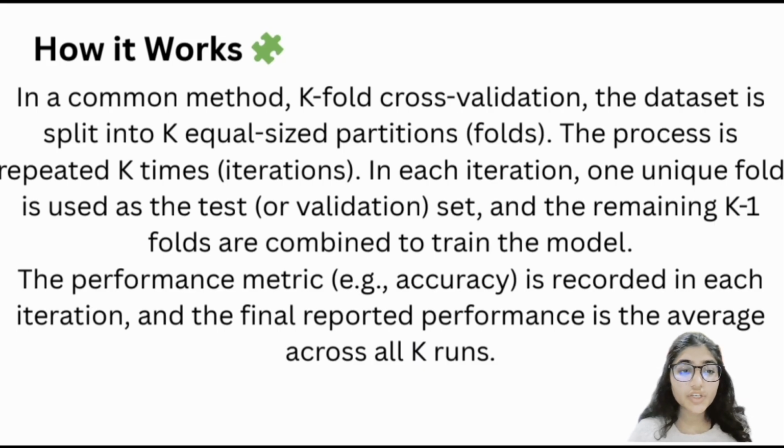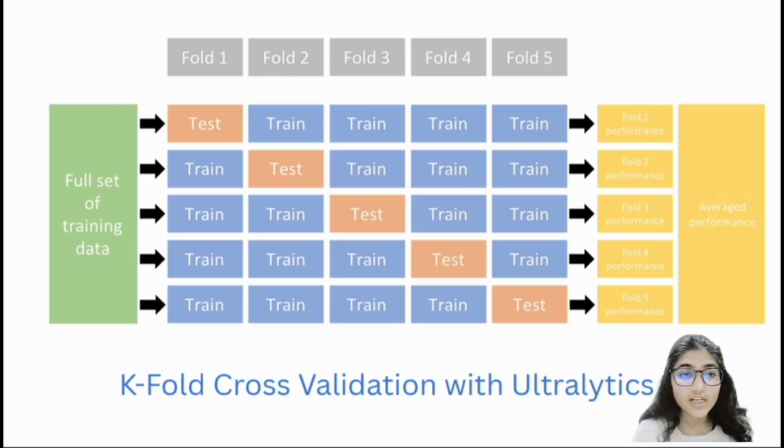Now, how does it work? In a common method, k-fold cross validation, the data set is split into k equal size partitions, that is k equal folds. The process is repeated k times. In each iteration, one unique fold is used as the test or validation set, and the remaining k minus 1 folds are combined to train the model. The performance metric, for example accuracy, is recorded in each iteration, and the final reported performance is the average across all iterations.